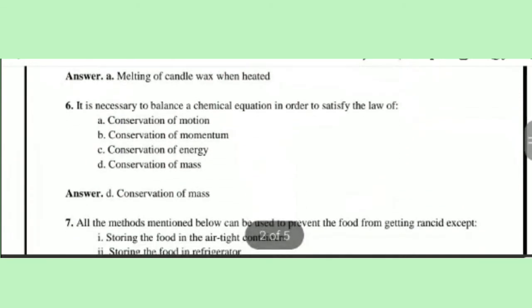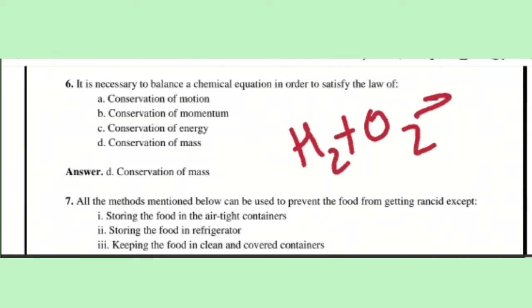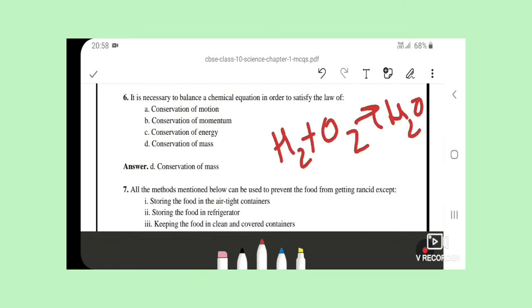Now moving towards our sixth question. Our sixth question is: it is necessary to balance a chemical equation in order to satisfy the law of. Let's consider a chemical equation like H2 plus O2 giving H2O. So here in this question, H2 plus O2 is giving H2O. We are considering an example and balancing it.